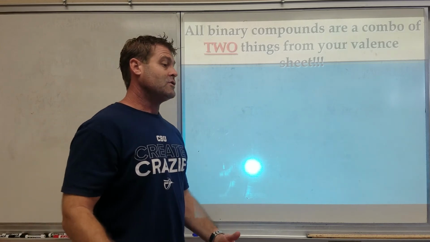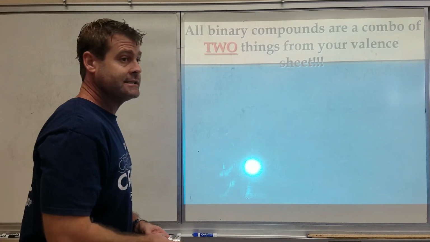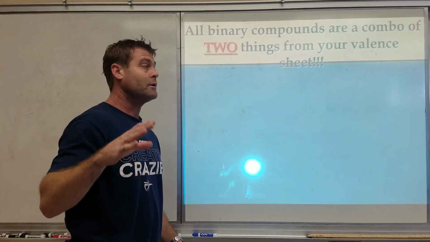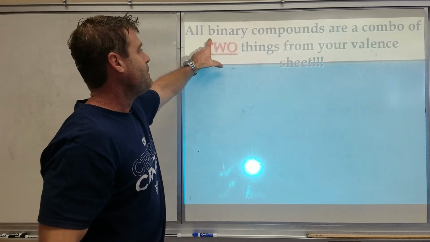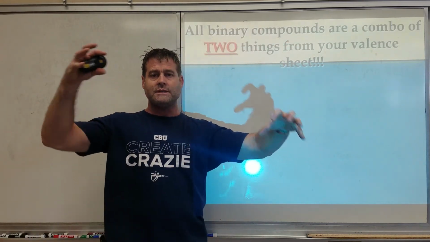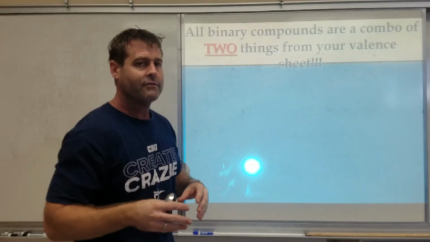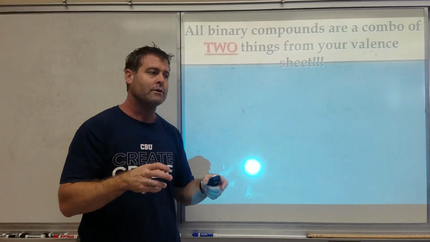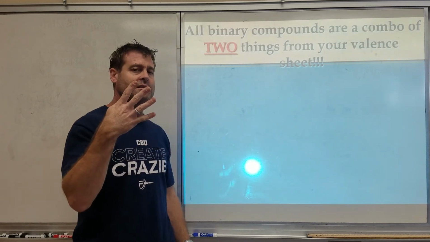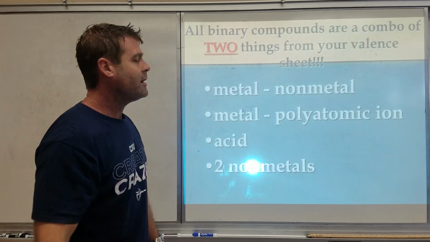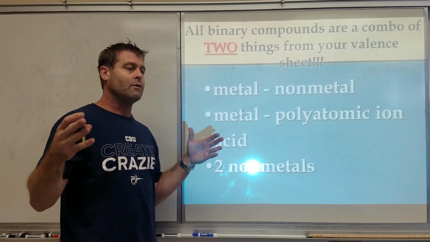So ultimately, where we're going, just to give you what we're looking forward to, we're pretty much done here. We're going to be looking at binary compounds, which are a combination of 2 things. We take 2 things from the valence sheet. Think about it, even right now, what 2 things could we take from the valence sheet? We could take a what combined with a what, and a what combined with a what. There are actually 4 different ones, and here they are.